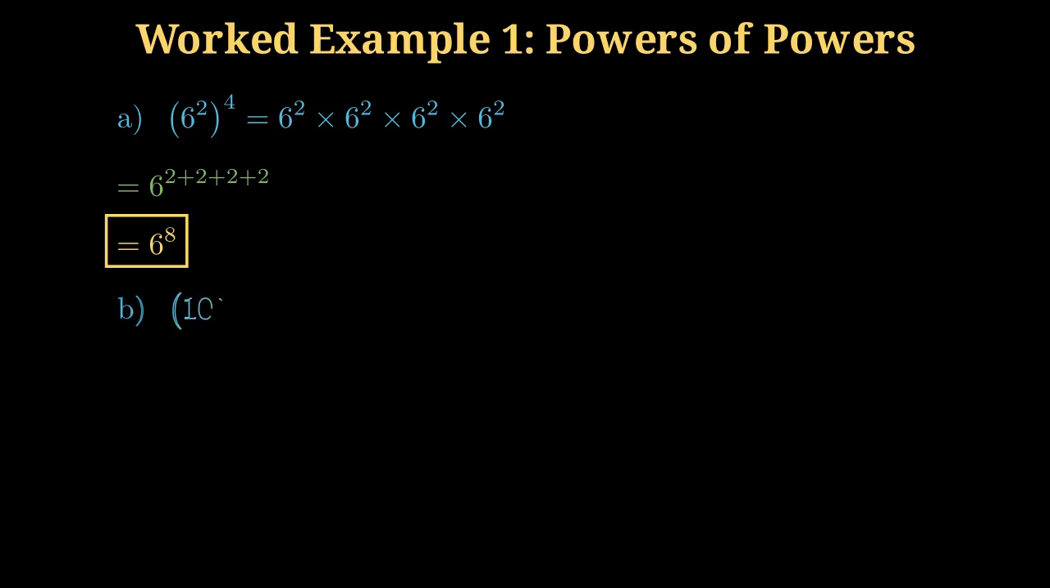B, 10 cubed, all to the power 5. No expanding this time, straight from the law. Keep the base 10, multiply the indices, 3 times 5. 3 times 5 is 15, 10 to the power 15, done in one line. 10 to the power 15, that's the power of this law. The long way needed 15 tens. The law needed 1 multiplication, 3 times 5.